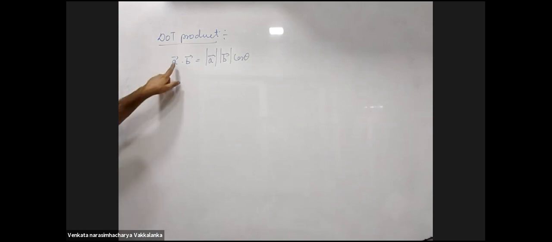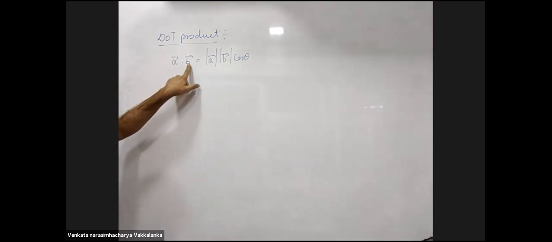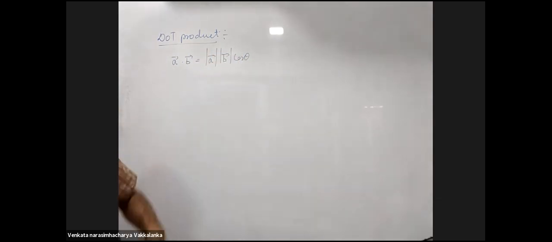Now, how are you defining dot product? A dot B is the magnitude of A into magnitude of B into cosine of the angle between them. Magnitude of A into magnitude of B into cosine of the angle between the two vectors. Right?